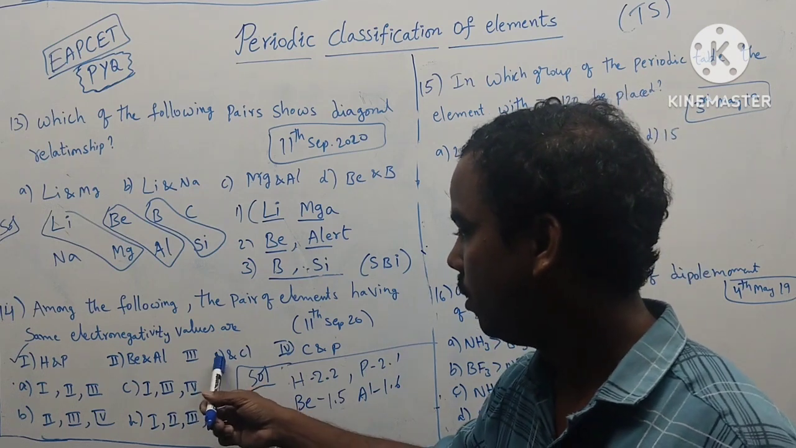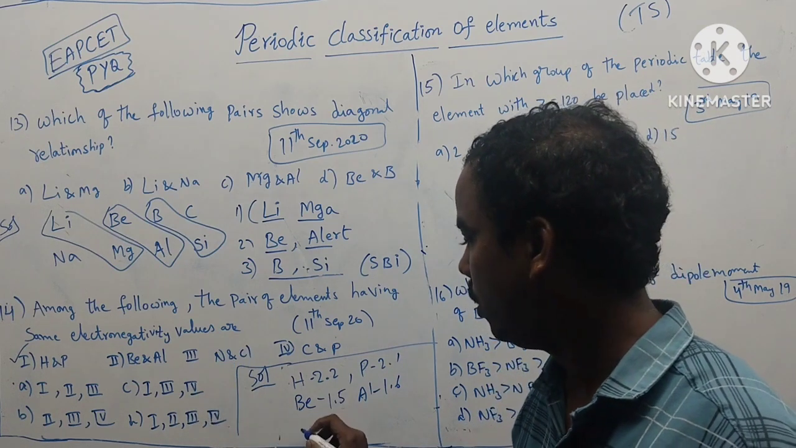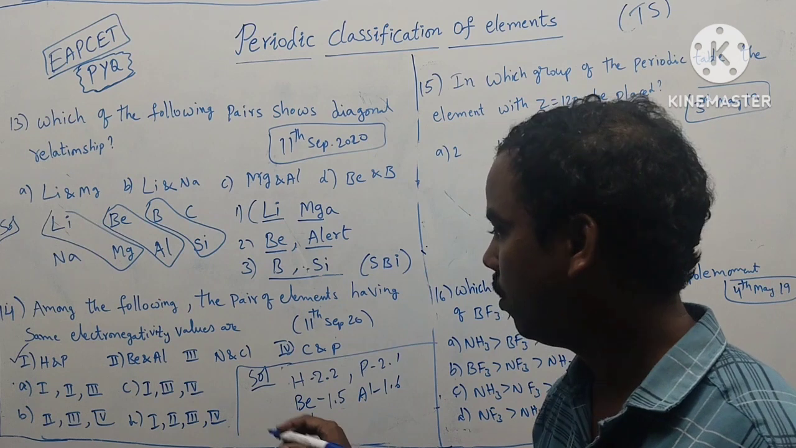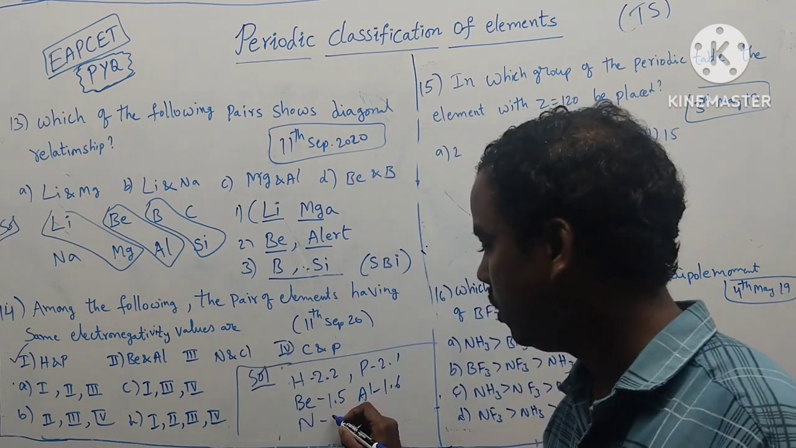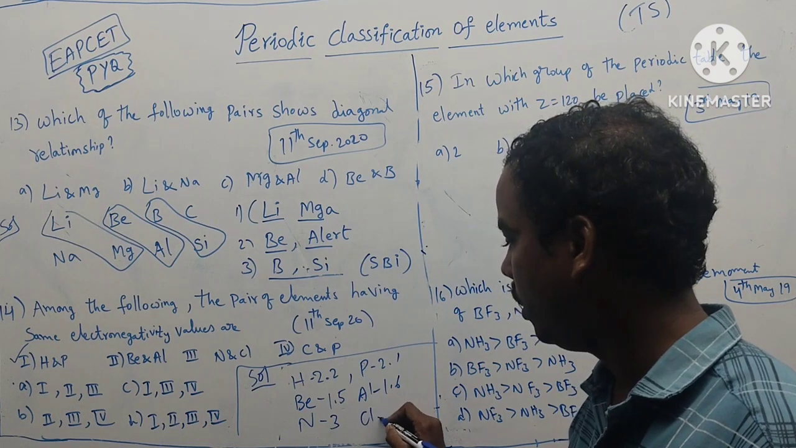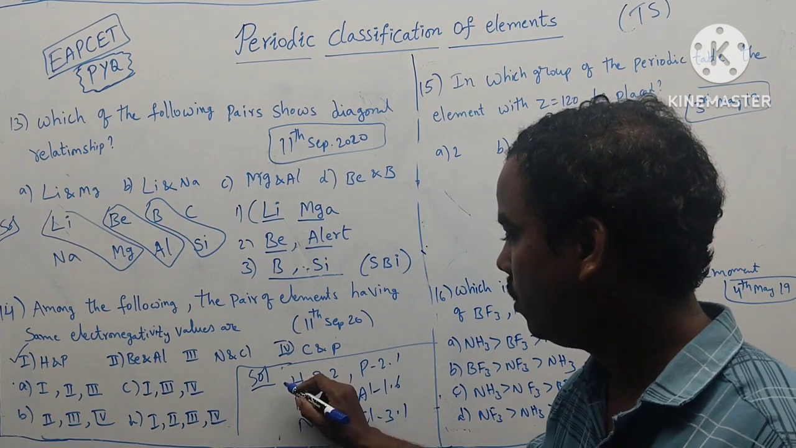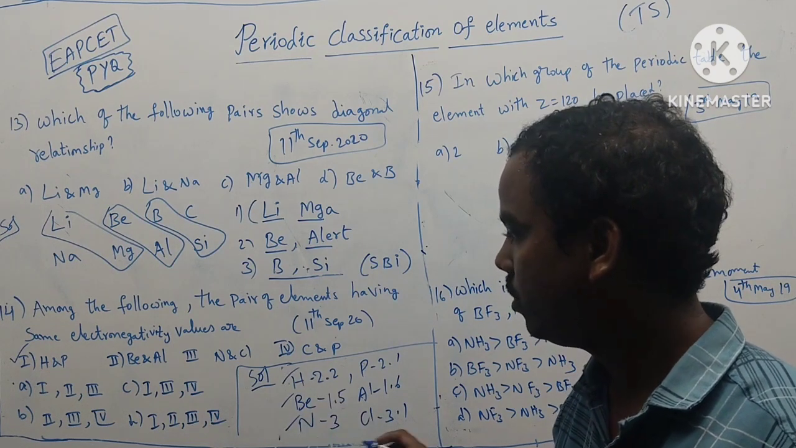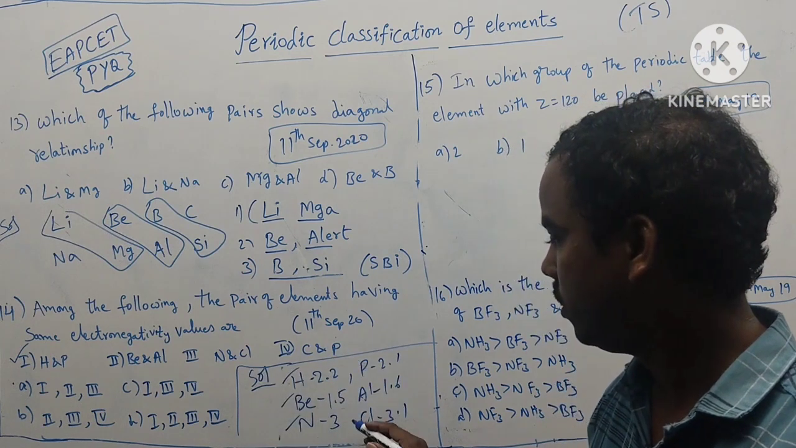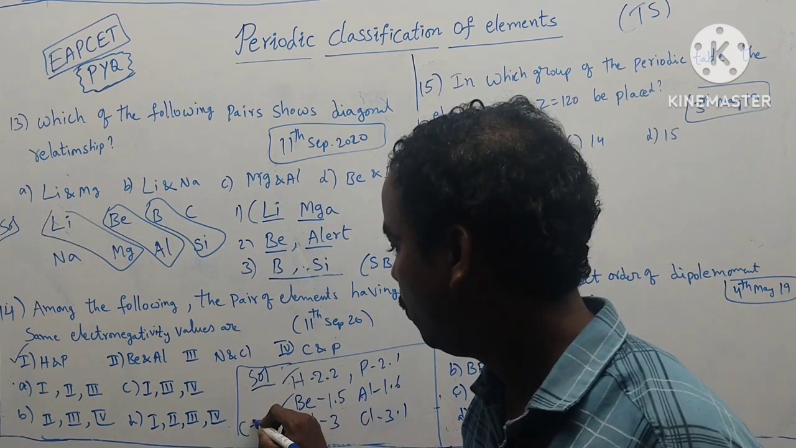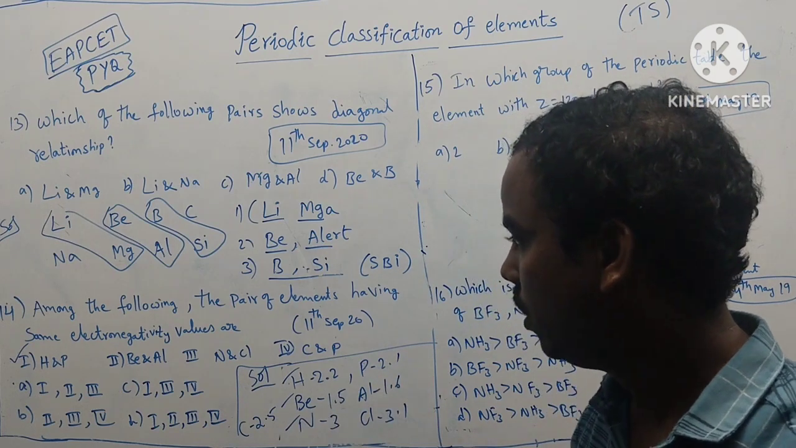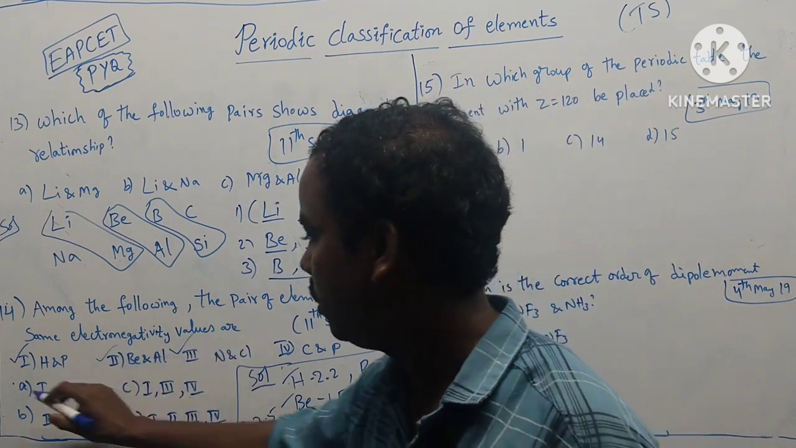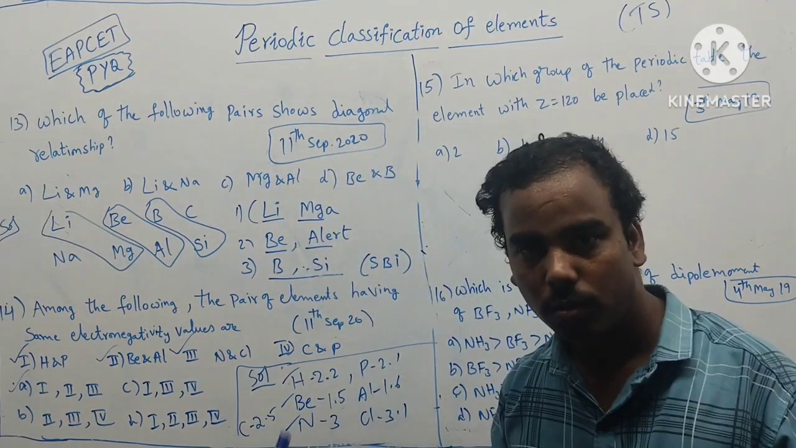Next, nitrogen and chlorine. Nitrogen and chlorine have nearly the same electronegativities. Nitrogen has 3, chlorine has 3.1, so nearly the same. So HP, beryllium-aluminum, nitrogen-chlorine. Carbon and phosphorus. Carbon is 2.5, phosphorus 2.1, the difference is more. So the answer is 1, 2, 3. Remember this point.